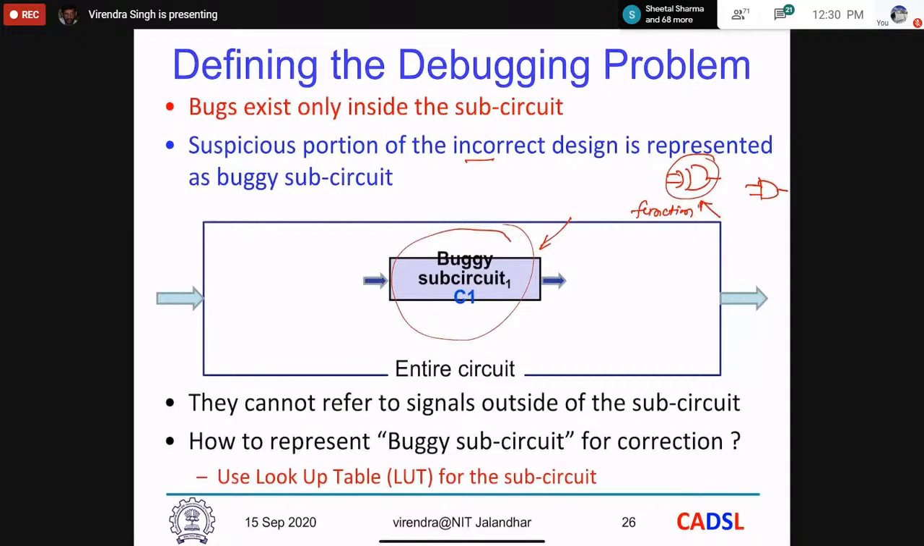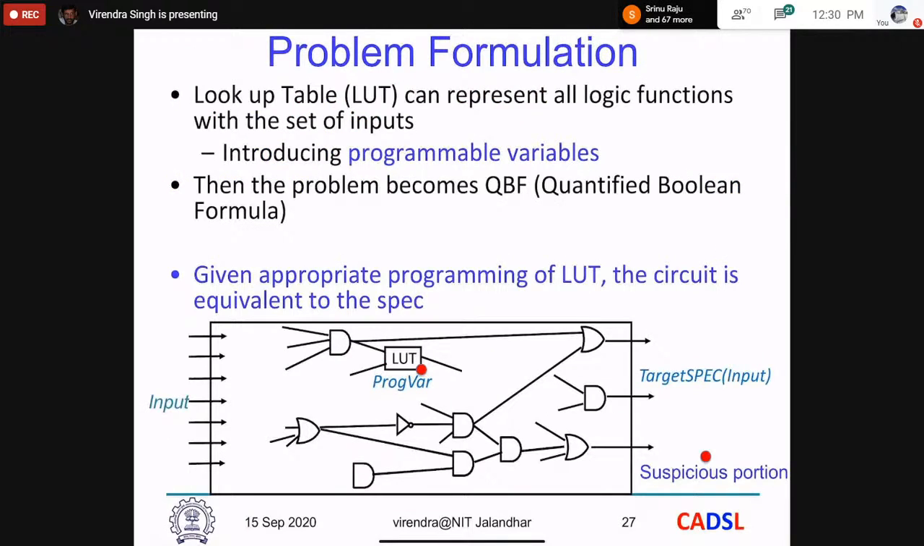Now I want to find out the correct function. What I can do is replace this with a lookup table. A lookup table is flexible; I can have any function in it. So let's say that here I replace it with a lookup table and see how we can do that. You replace the suspicious portion with a lookup table, and then you go ahead with this.